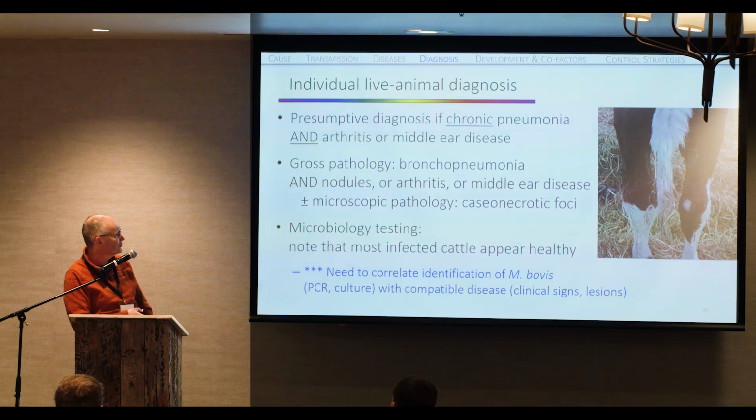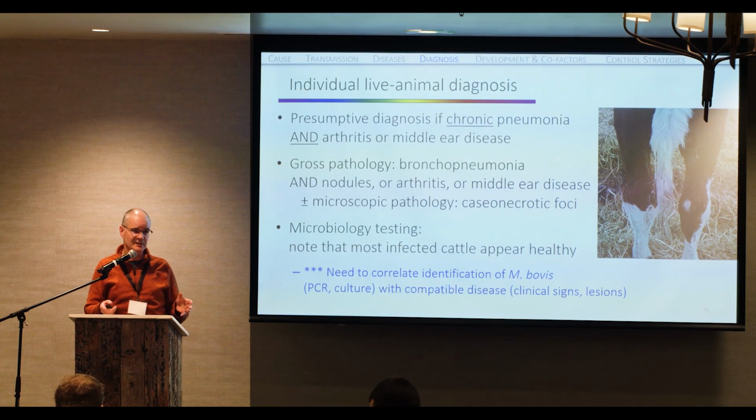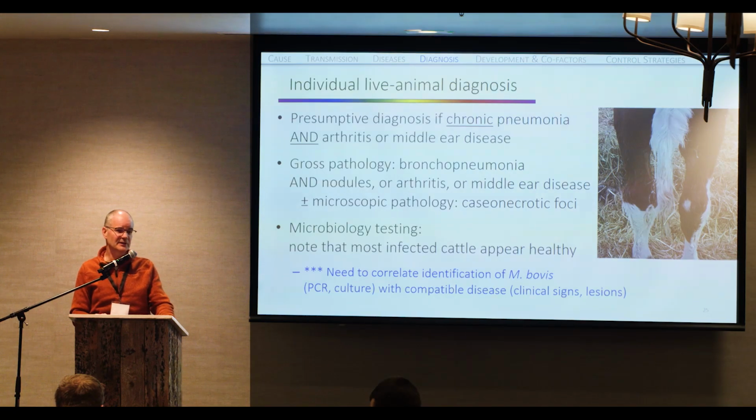Or, again, at postmortem, if we see both bronchopneumonia and either arthritis or middle ear disease, I think our suspicion would increase. We can test, for example, lung tissue or joint fluid, either by molecular testing, by PCR, or by culture, and both of those are quite effective at identifying the bacterium. But an important point is, in a group of animals, most of the animals that are infected will appear healthy. And I'll come back to this later.